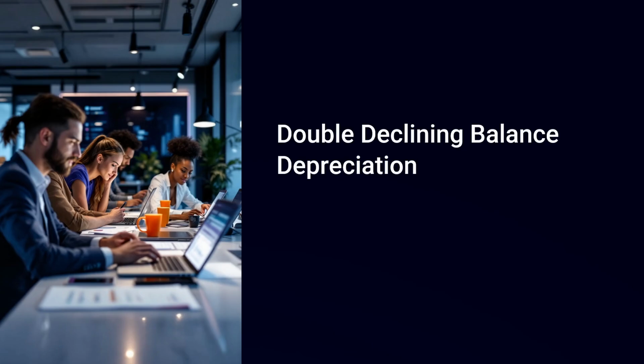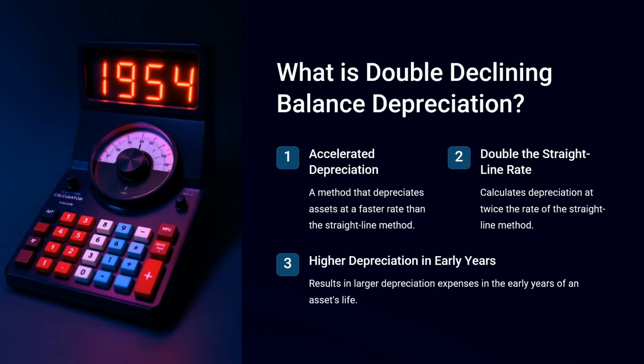Let's look at double declining balance depreciation. This method depreciates an asset at a faster rate than the straight line method. For this method, the depreciation is calculated at twice the rate of the straight line method, which results in larger depreciation expenses in the early years of using the asset.